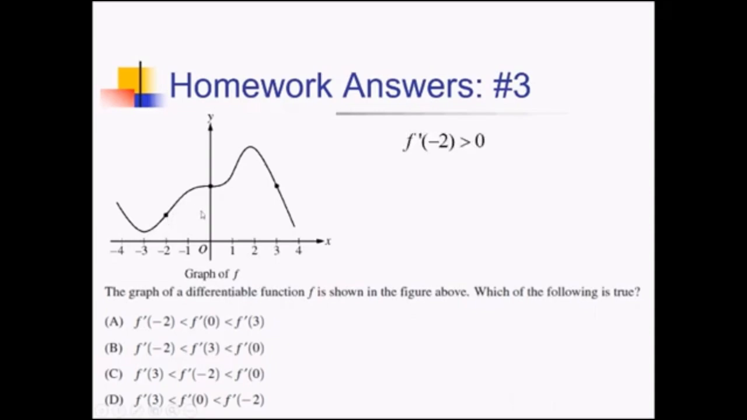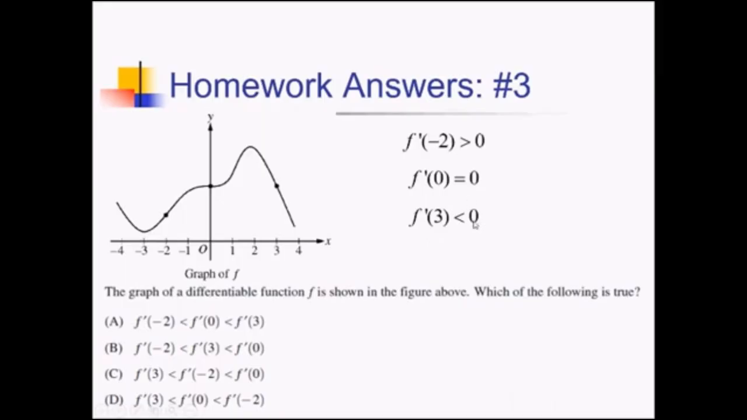However, we can at least say that this is a positive f prime. And moving over to f prime of 0, this is actually 0. That's the only one we can actually tell because it's completely horizontal there. And finally, f prime of 3 is going to be a negative slope. Beyond that, who knows?